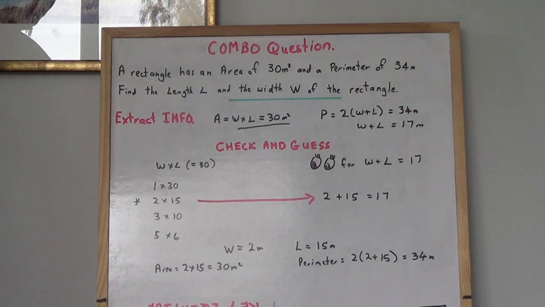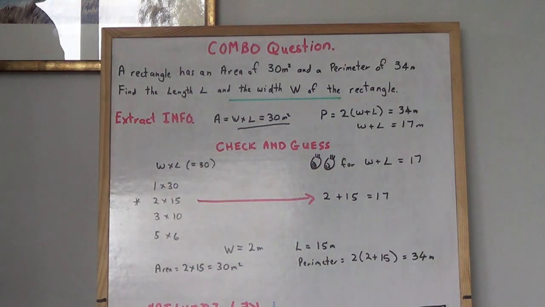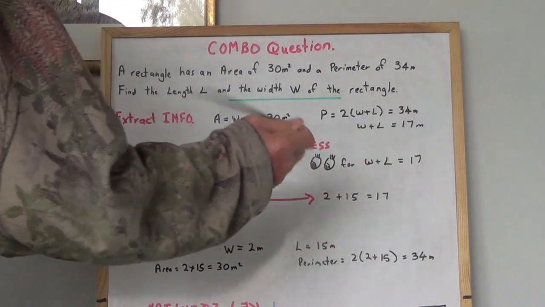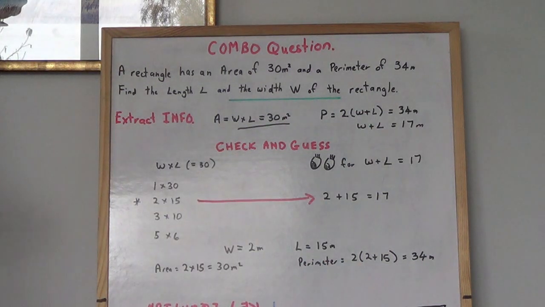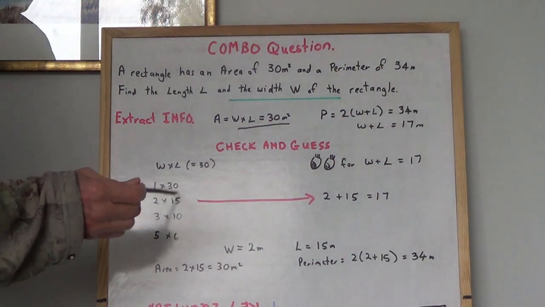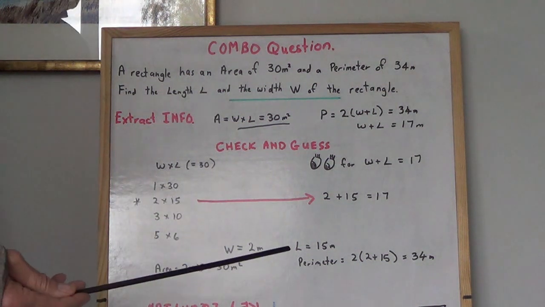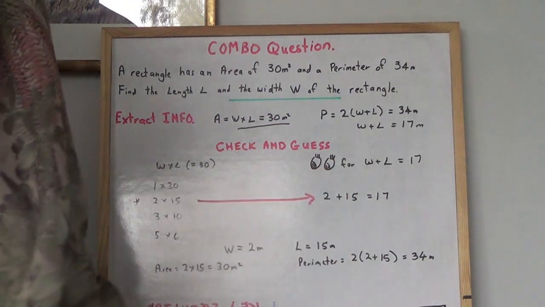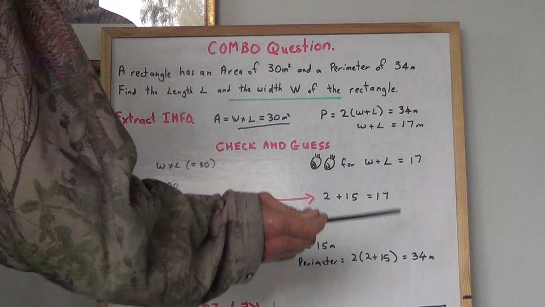So what we're going to do is guess and check. I've written down check and guess, but I think it should be the other way around. So you write down that W times L is equal to 30, and you're looking for two numbers multiplied together to give you 30 and added together to give you 17. So you just go through the factors of 30. The factors of 30 are 1 times 30, 2 times 15, 3 times 10 and 5 times 6. And you're looking for a pair of factors that will add up to give you 17. Well, here's 2 plus 15 is 17. So the width of this particular rectangle is 2 meters, and the length is 15 meters.